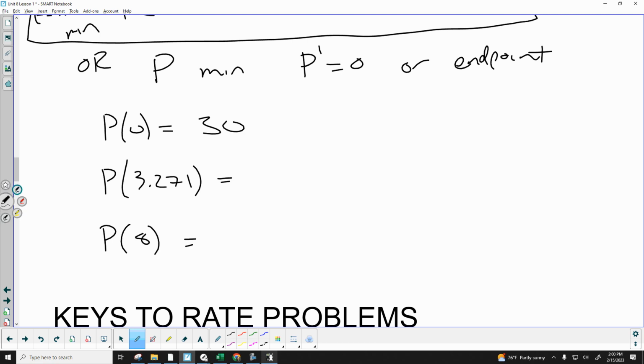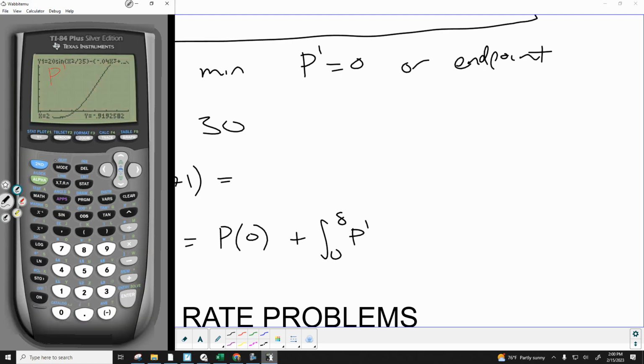Now watch this, guys. Remember, P of 8 we found by using two integrals. Couldn't I just find it by taking my initial amount and adding the area under P prime? One integral instead of two. What do we get? 48.543 or something like that? Watch me get 48.543 a different way.